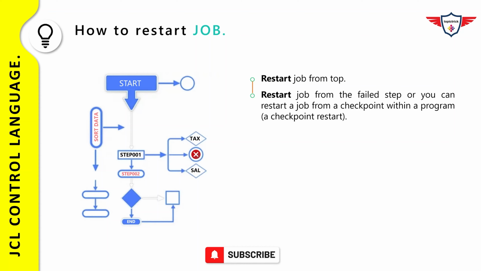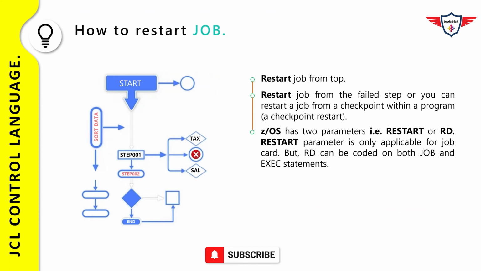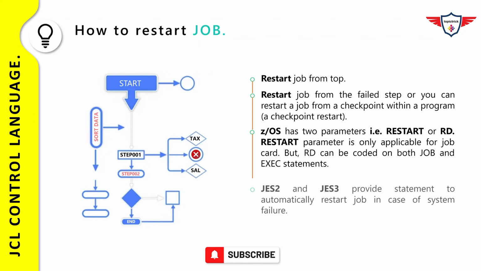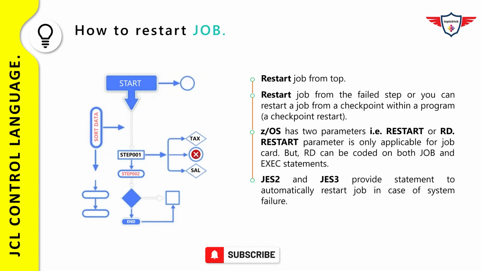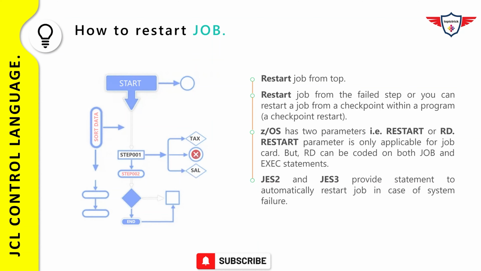So there are two different parameters that are used to restart a job. First one is the restart parameter that can be coded on the job statement, and it is used to handle your job failure. So you need to just specify the restart parameter followed by an equal sign and then the step from where you want to restart your job. In addition to these, you have JES2 and JES3, and both provide statements that can be used to restart a job automatically in case there is a system failure. So in this session, we will only focus on the JCL restart parameter because that is very commonly used to restart your job. So now let's focus on the syntax of the restart parameter.